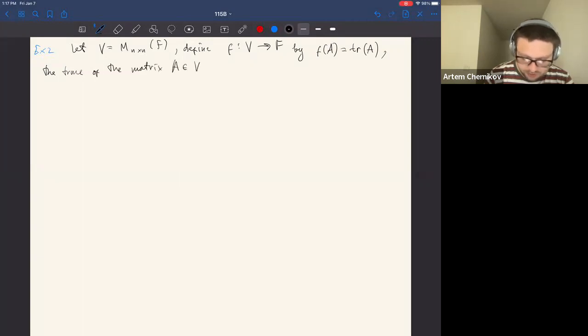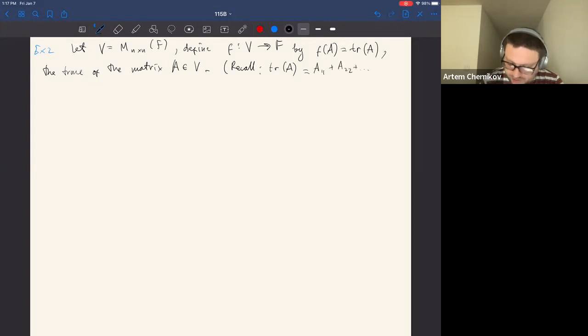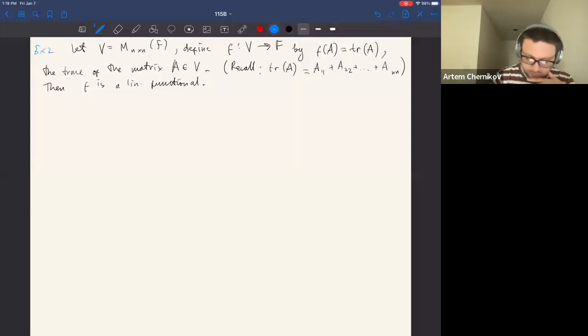And let me remind you that the trace of a matrix is given by the sum of the values of its diagonal entries. So this is the sum a11 plus a22 plus etc. all the way plus ann. So this makes sense for a square matrix. It's the sum of all the diagonal entries. Okay. And then again, f is a linear functional. This just follows from the properties of the trace, which you can check.